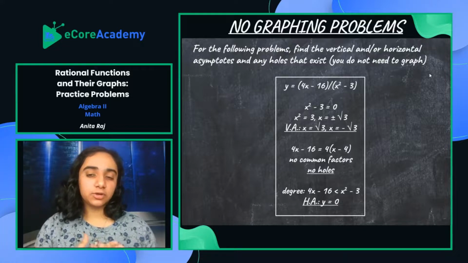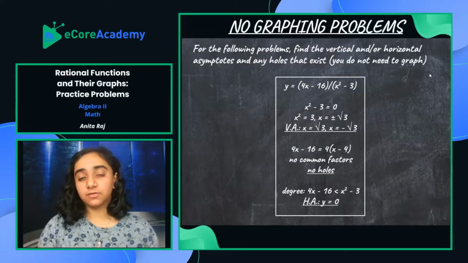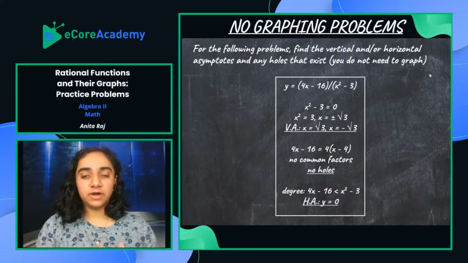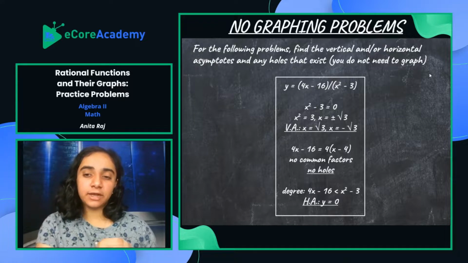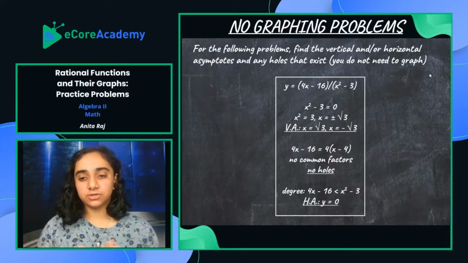Then we're going to try to simplify the numerator and see if we can find any common factors if there are holes. So we're going to simplify 4x minus 16 by pulling out a 4, and then we'll get 4 times x minus 4. As you can see, there are no common factors, so we're going to have no holes at all. Then we're going to do our degree comparison.